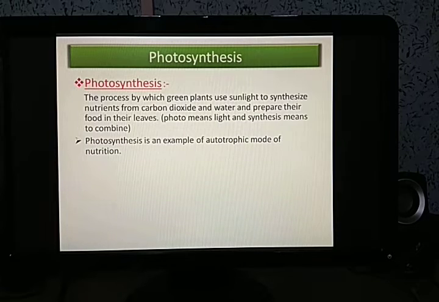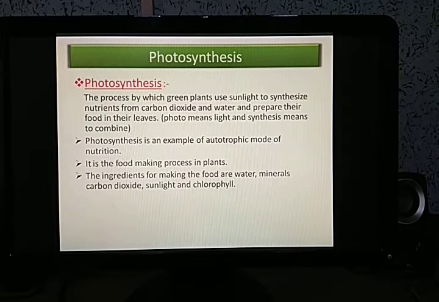Photosynthesis is an example of autotrophic mode of nutrition. In the last class, we discussed the different modes of nutrition, that is the autotrophic mode and the heterotrophic mode. Since photosynthesis occurs in plants, definitely it will be an autotrophic mode of nutrition. Now it is the food making process in plants. Just like we make our food, similarly plants also make their own food. So this food making process is called photosynthesis.